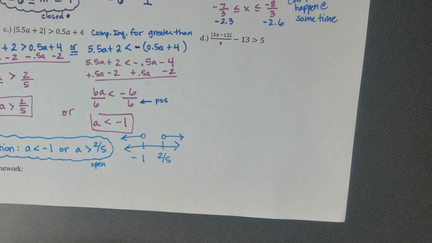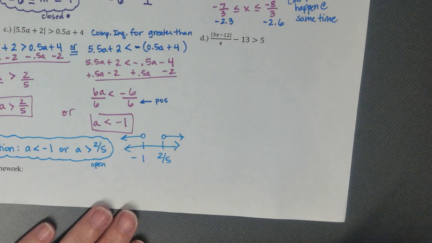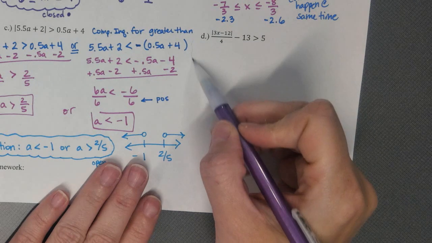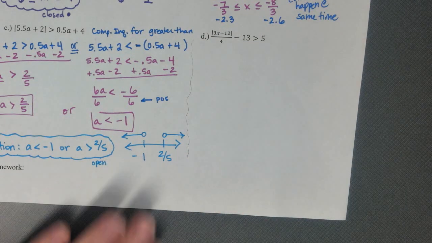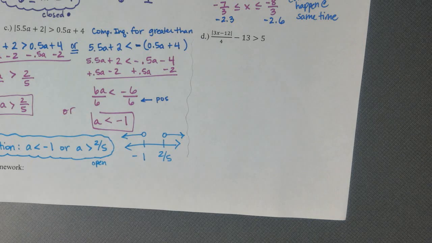Alright, we're going to move on to part D, and I just want you to tell your elbow partner what you're going to do first there, in your row. Let's come to a consensus. Alright, were we all in a consensus, or are we divided between two different ways to do this? What are we going to do? Are we going to take care of the 13 or the 4 first?